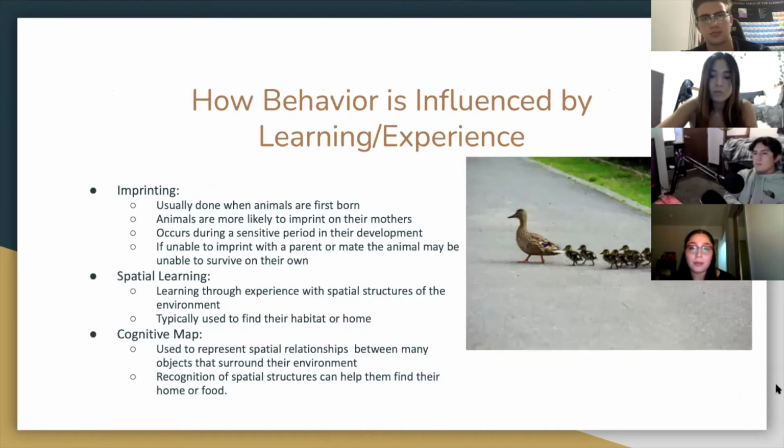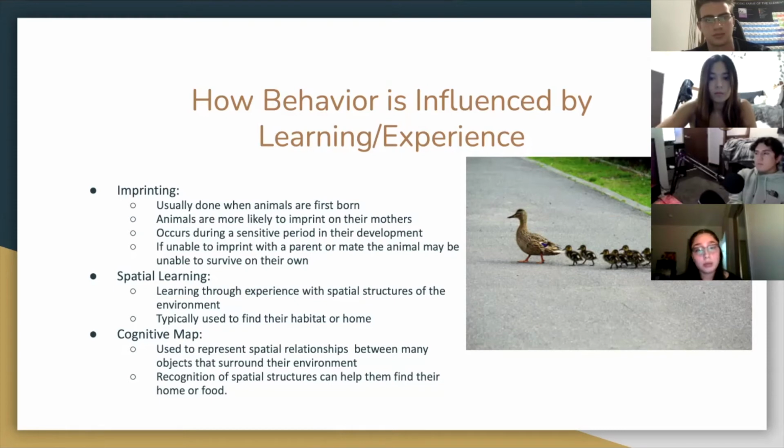And then how behavior is influenced is mainly through learning and experience. So the first one is imprinting, and this is usually done when animals are first born. So they form a connection with the first person or object they see. As you can see in this picture, we have the young who have imprinted on their mother, which is why you usually see the mother being followed by her young. They're just following her because they have imprinted on her.